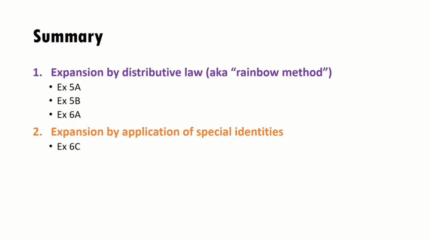In summary, on the skills of expansion, we have covered the distributive law, which is also known as the rainbow method, as well as the special identities. The use of the distributive law is covered in exercise 5A, 5B, and 6A, whereas the application of special identities is covered in exercise 6C.